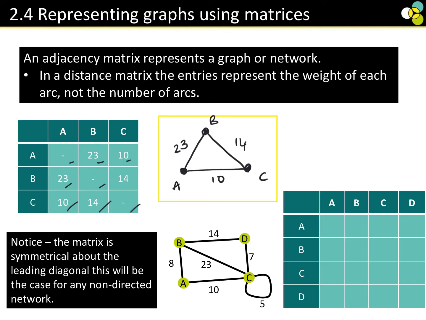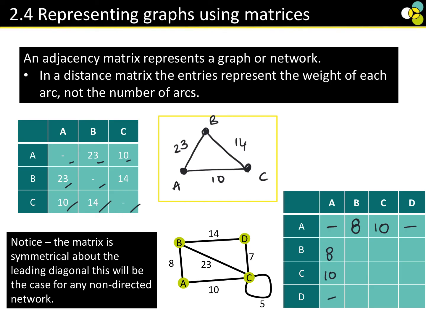Now, for this one, slightly different, but still the same. A to A, 0. From A to B, it's 8. From A to C is 10. And from A to D, there is no direct route. Okay? And again here, actually, don't put 0. That would imply a connection, so just put no direct route. And again, there's symmetry about that.